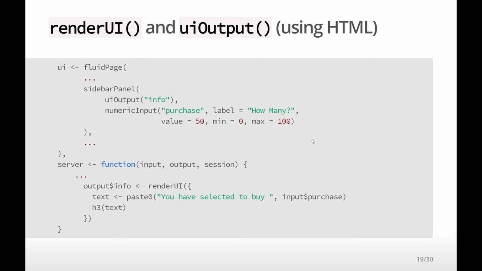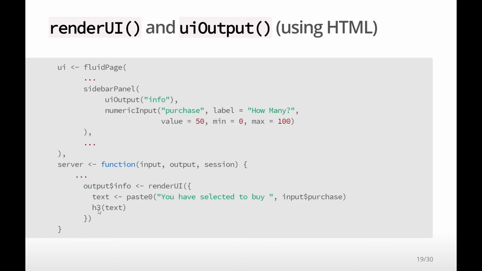Okay, and here's an example where you might use just HTML code. So in this case, I have my UI output up here in my UI file, and I'm just again outputting the info object that I created in my server file. And what that is, I'm using render UI to get reactive context, and I'm just creating some HTML code. So I'm storing in this text object a pasted string that is you have selected to buy, and then I'm grabbing a value from the UI. And then I'm returning that as a level 3 header. So that's going to make it larger. So this last thing here is what gets returned and put into my UI there.